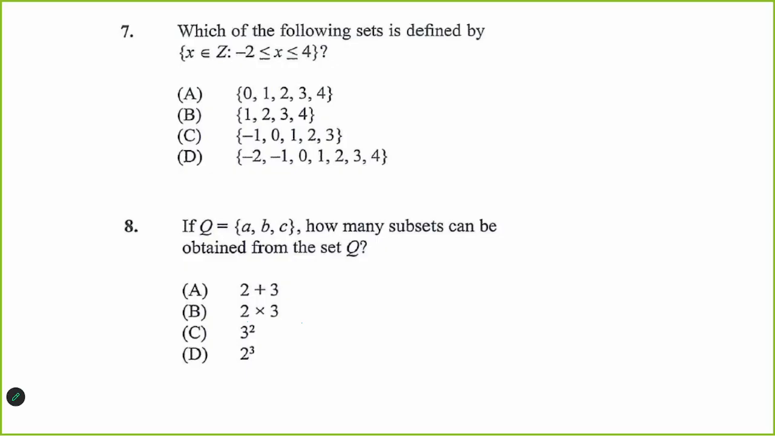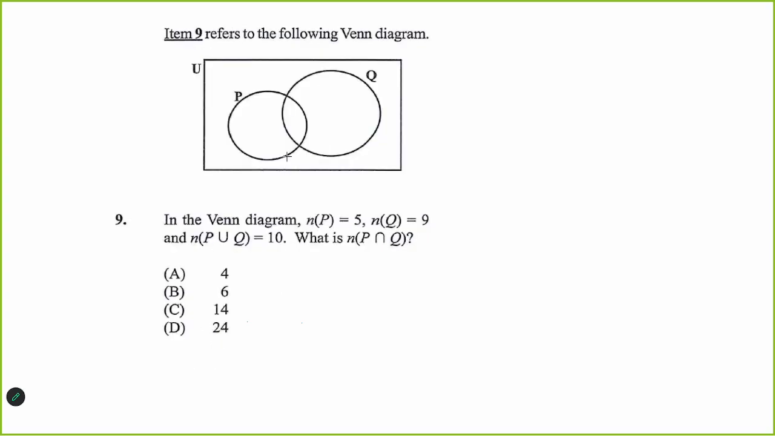Let's look at May, June 2019. Repeated question. The number of subsets is 2 to the power of n, n being the number of elements, is 2 to the power of 3. This one here, in the Venn diagram, the number of elements is 5. The intersection would be 5 plus 9 minus that intersection is equal to 10. 5 and 9 is 14, minus something is 10, so that's 4.